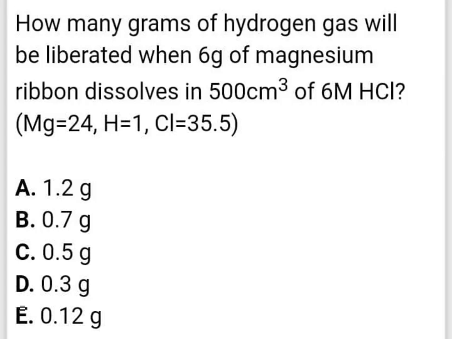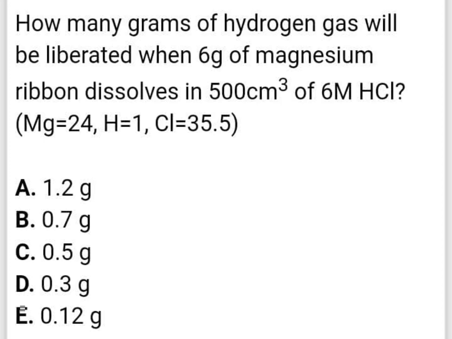So the question says how many grams of hydrogen gas will be liberated when 6 grams of magnesium ribbon dissolves in 500 cm³ of 6 molar concentration of the acid, which is HCl. So we are involving hydrogen, then magnesium. The hydrogen is the product formed, the magnesium and the HCl are the reactants.